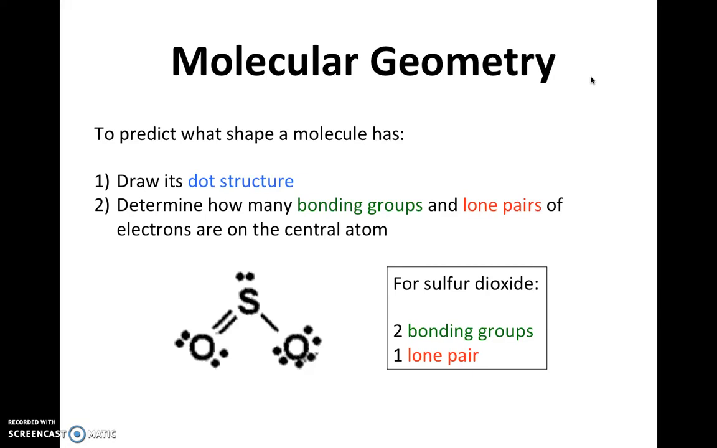If you look at the electron dot structure for sulfur dioxide, we can count that there are two bonding groups, the double bond and the single bond. Single, double, and triple covalent bonds all count as one bonding group. We can also see that on the sulfur there's one lone pair of electrons. If you're able to do these two steps, draw the dot structure, and count those two electron groups around a central atom, predicting the geometry of a molecule is very simple.